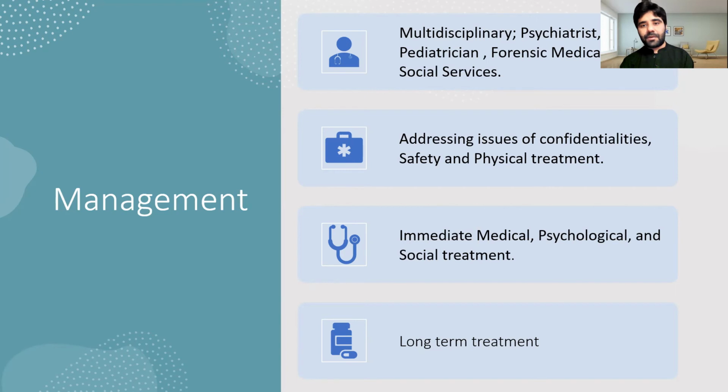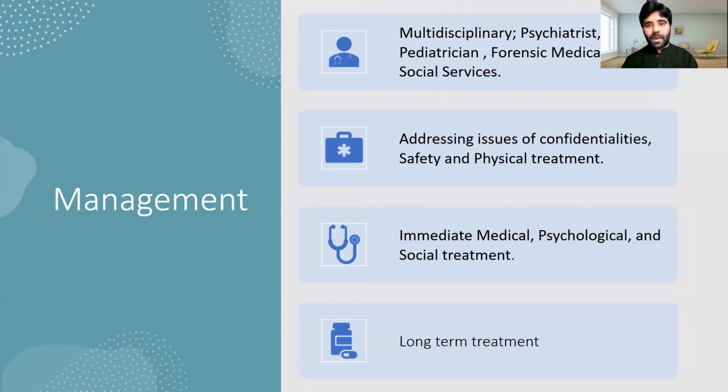The role of the pediatrician is to give treatment for any immediate medical issues. The forensic team provides the records of the injuries or any other complication. The social services are involved to provide shelter or supported accommodation to the child. The provision of physical treatment and safety are the first priority in dealing with child abuse.